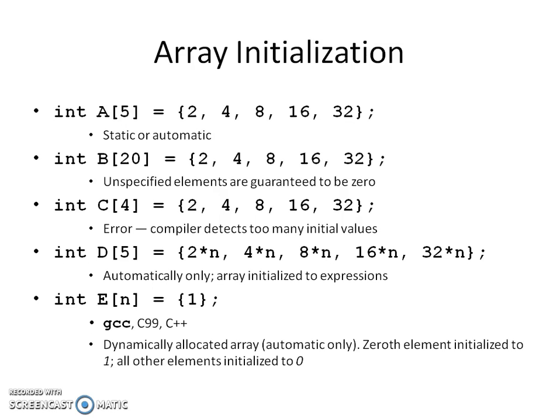And another method is, for an array with n size, we are giving only one value. So the value 1 is assigned to the index 0. Other elements are assigned the value 0. It depends on the value of n. So this can be used in the compilers GCC, C99 and C++.